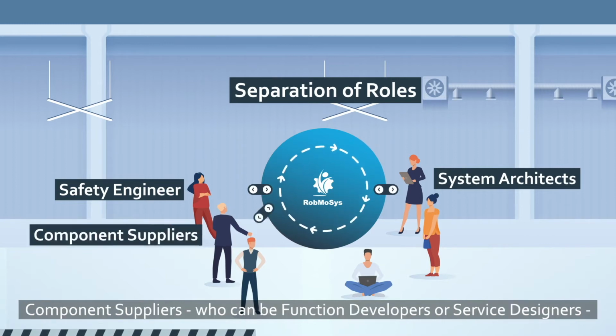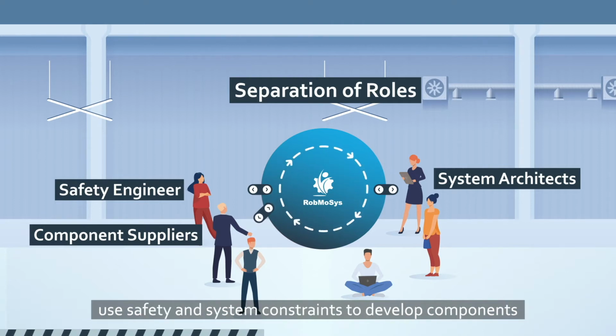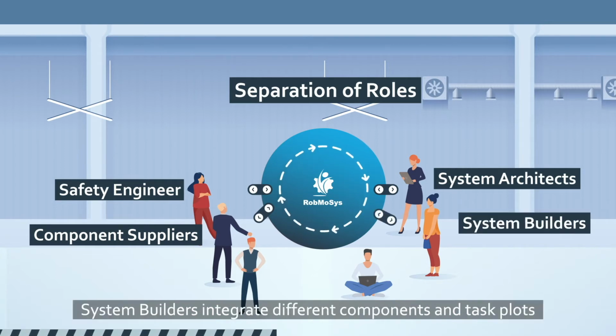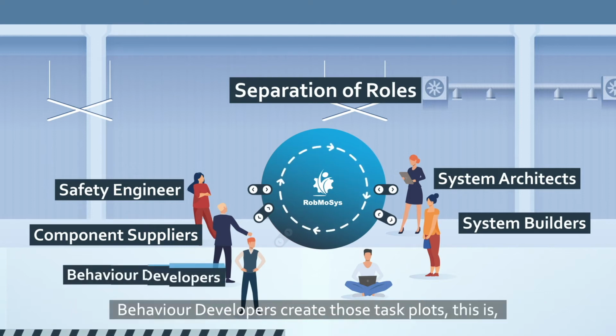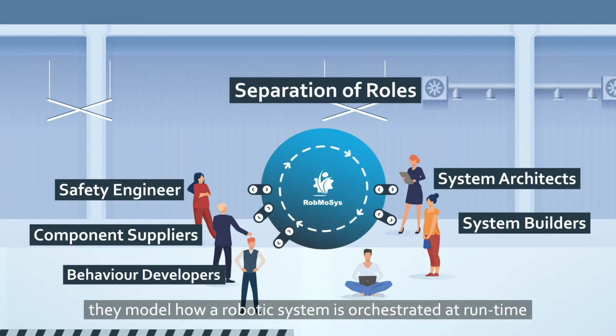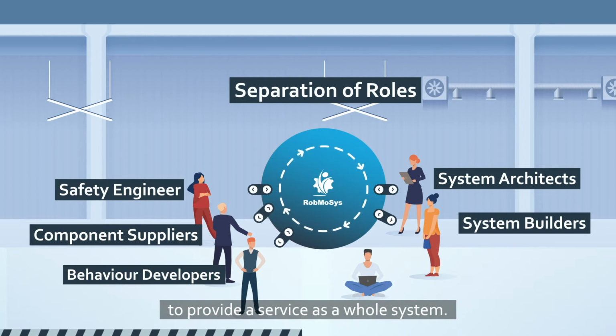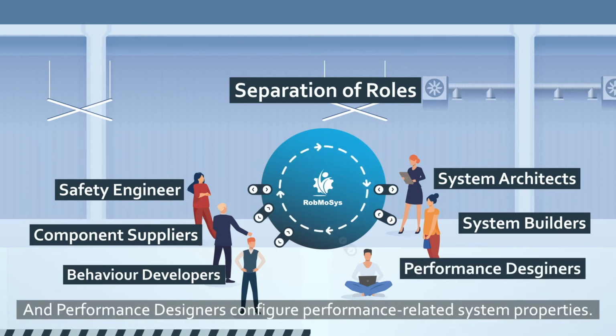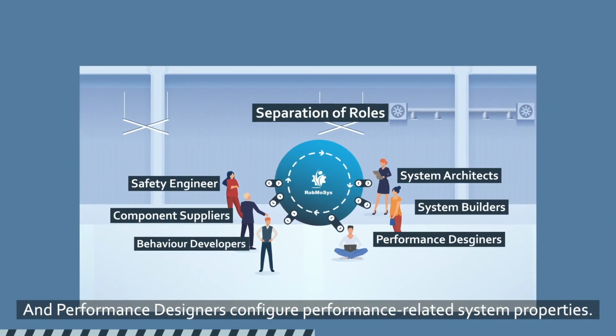Component suppliers, who can be function developers or service designers, use safety and system constraints to develop components that include libraries and service definitions. System builders integrate different components and task plots to create new systems. Behaviour developers create those task plots. This is, they model how a robotic system is orchestrated at runtime to provide a service as a whole system. And performance designers configure performance-related system properties.